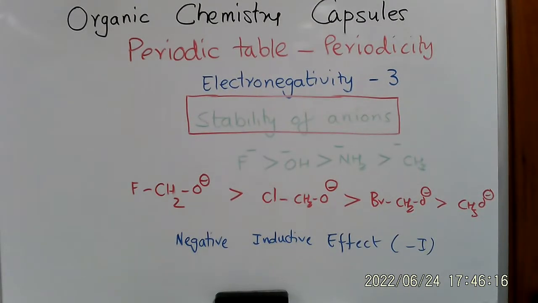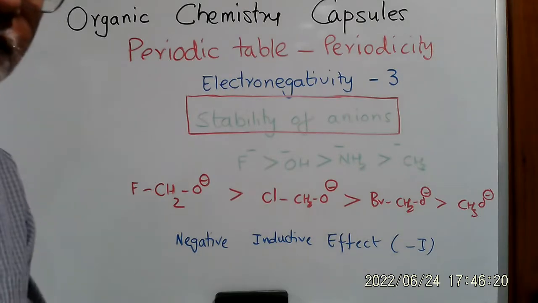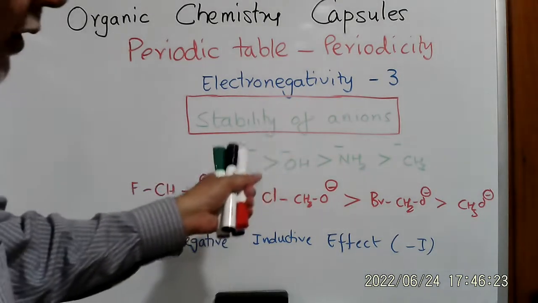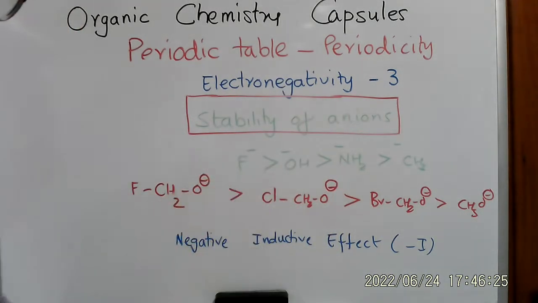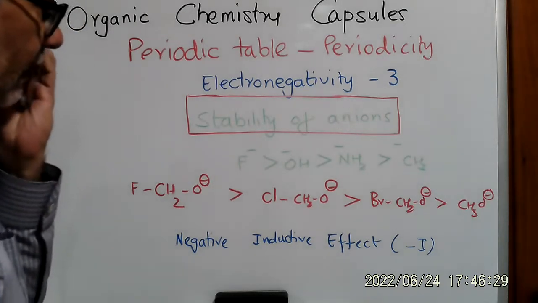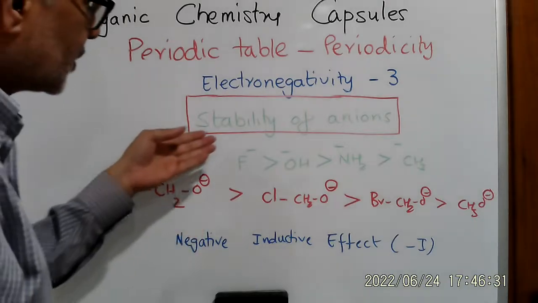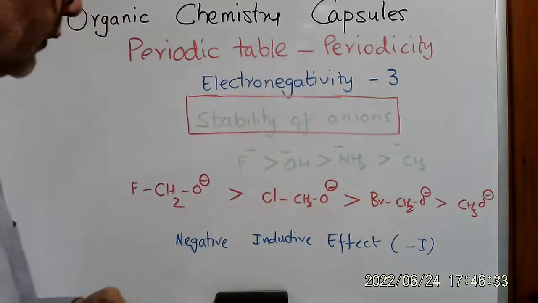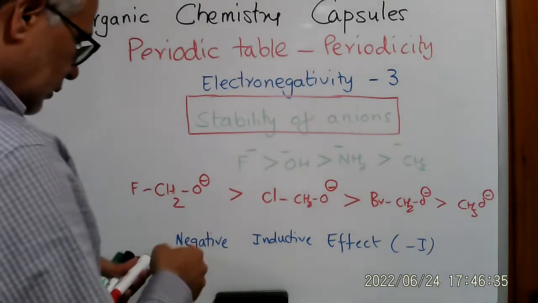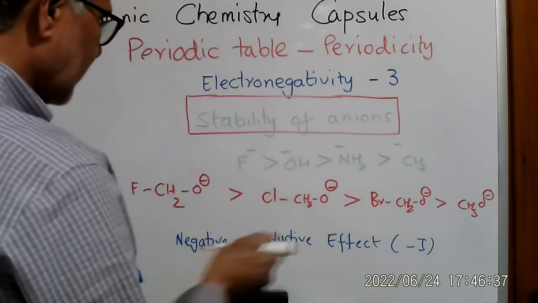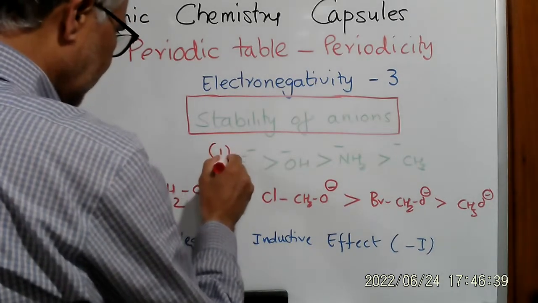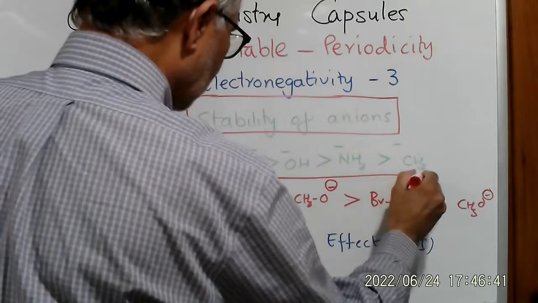In the last capsule on electronegativity, we'll first review what we did in electronegativity 2 and then move on to two more examples. So electronegativity stabilizes anions, and we have seen these examples here. The first example we saw was this one.